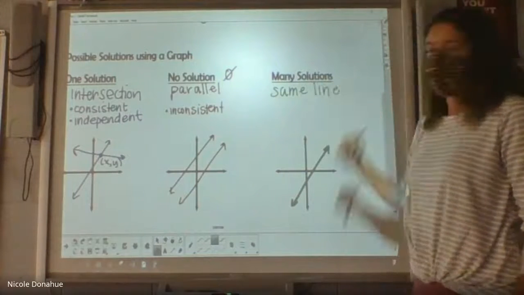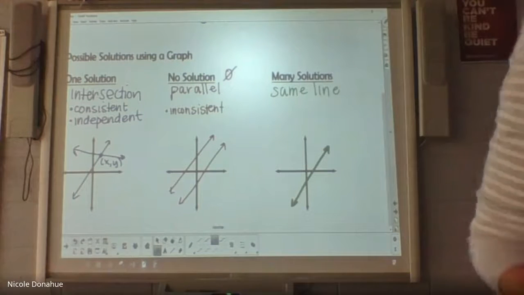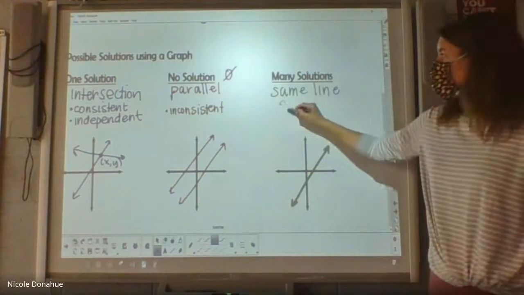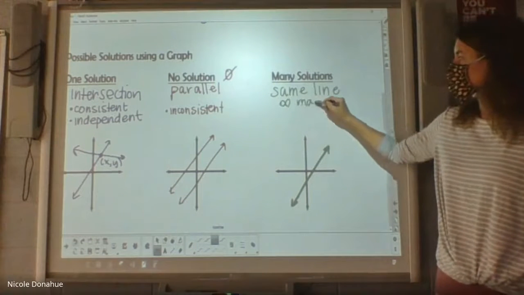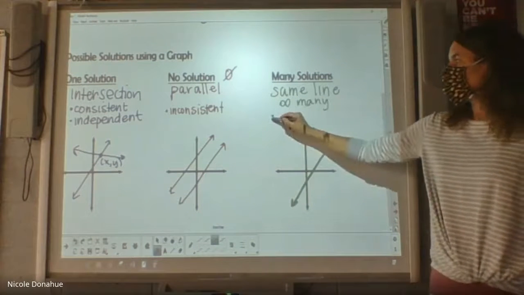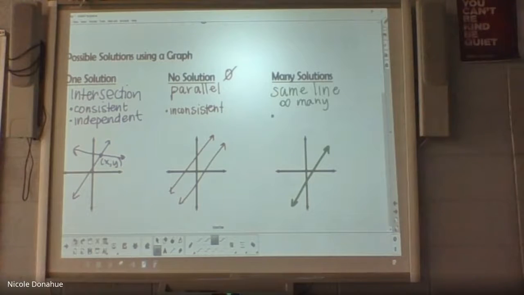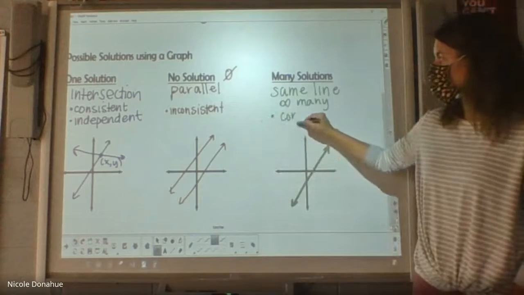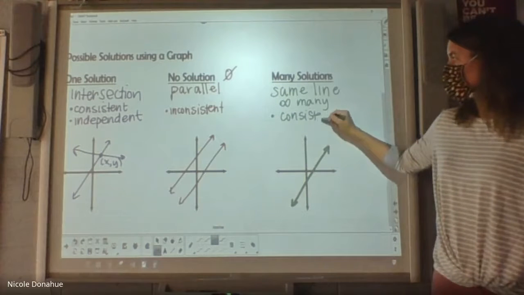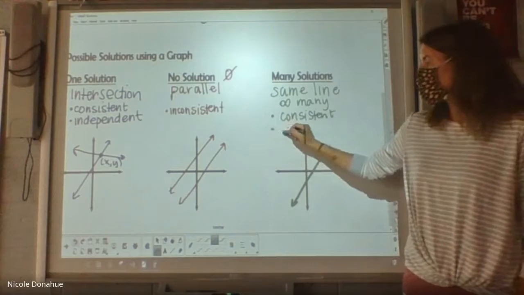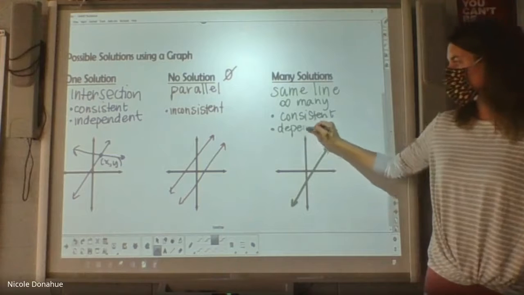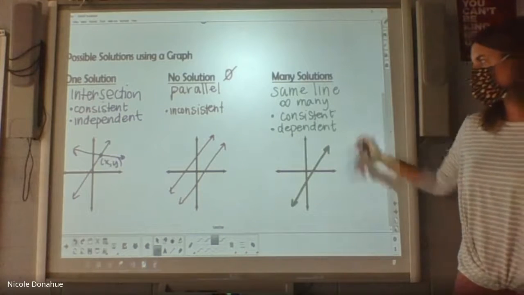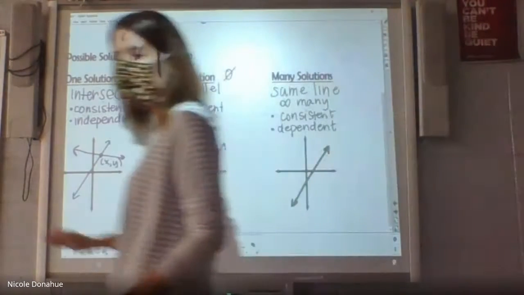So it's the same line. This is when we say infinitely many solutions. That's a little 8 on its side, infinitely many. And this one is consistent because it has a solution, but this one's dependent. And again, these little bullet points are just something the book uses, and I just want you guys to be comfortable with them if you see them.